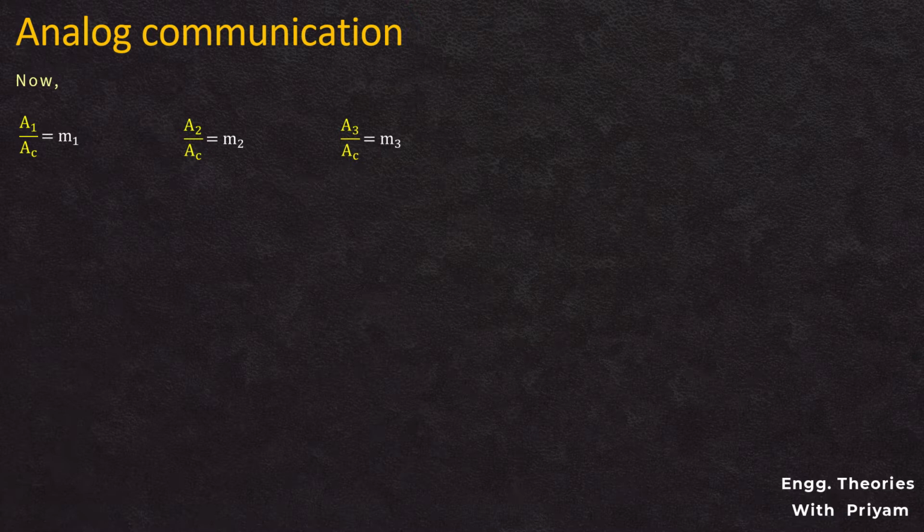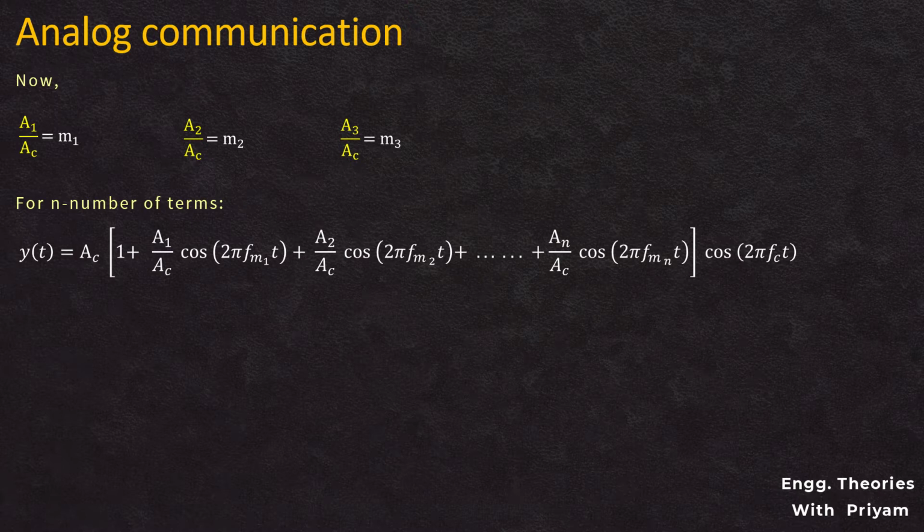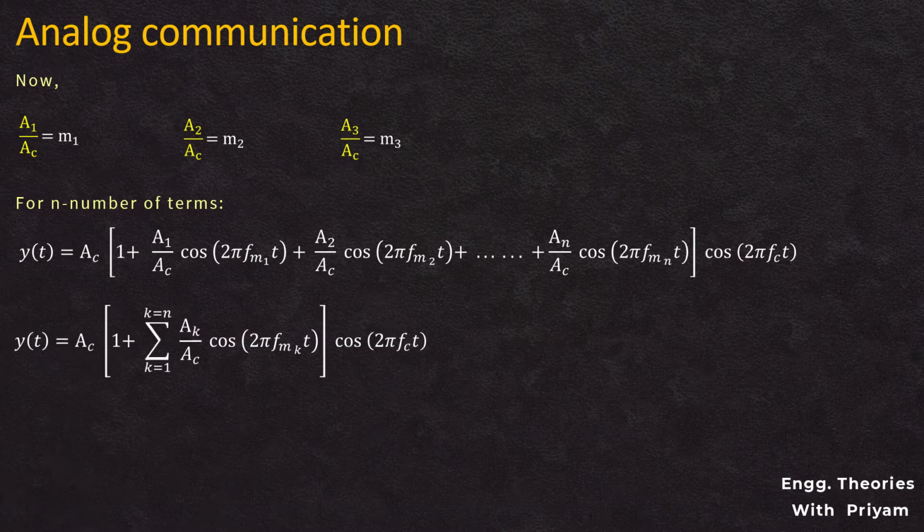If the multiple tone amplitude modulated signal had a number of terms, then equation 1 can be written as y(t) is equal to Ac into 1 plus a1 by Ac cos 2 pi fm1 t plus a2 by Ac cos 2 pi fm2 t until the n number of terms, which is an by Ac cos 2 pi fmn t, into cos 2 pi fc t, which can be simplified as y(t) is equal to Ac into summation of k is equal to 1 to n of mk cos 2 pi fmk t into cos 2 pi fc t. Then the modulation index can be written as a1 by Ac is equal to m1, a2 by Ac is equal to m2 until an by Ac is equal to mn.